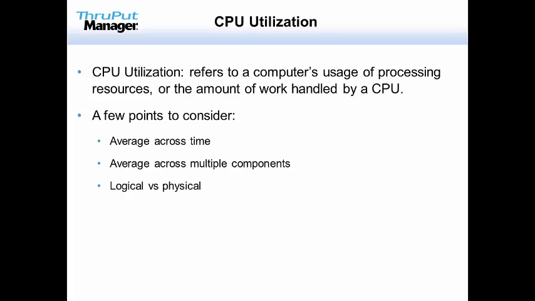Just making that point. The next point: average across multiple components. Of course, within a mainframe computer, you have more than one CPU. So you might measure the utilization of the machine at a certain number, but that is the average of all of the CPUs. And then the CPUs themselves are averages. So really we're talking about averages of averages here.